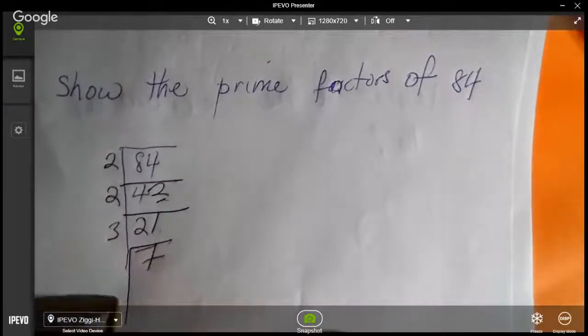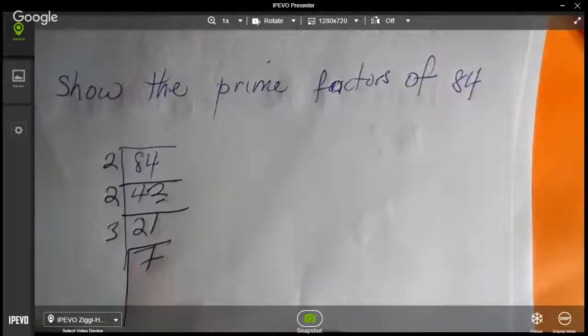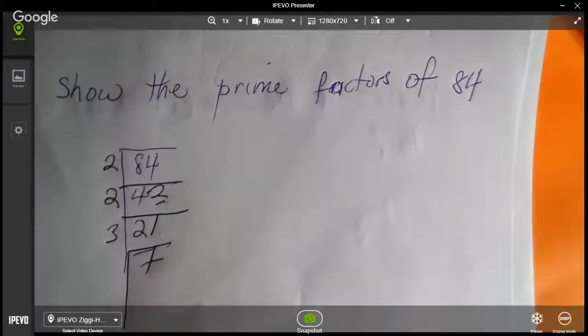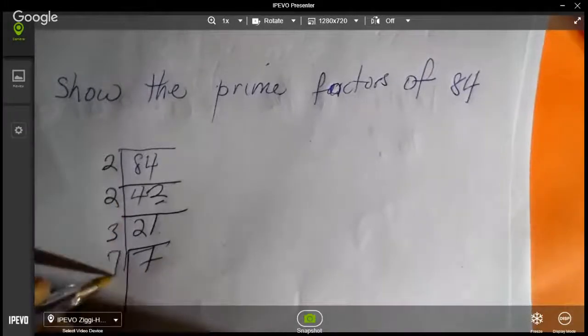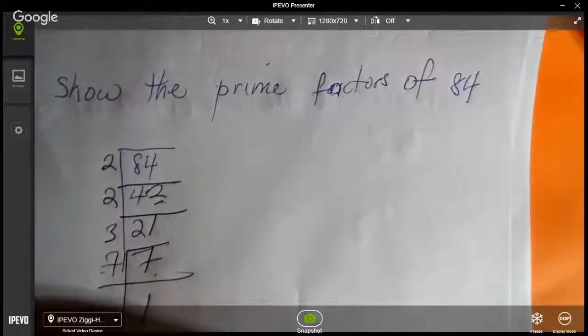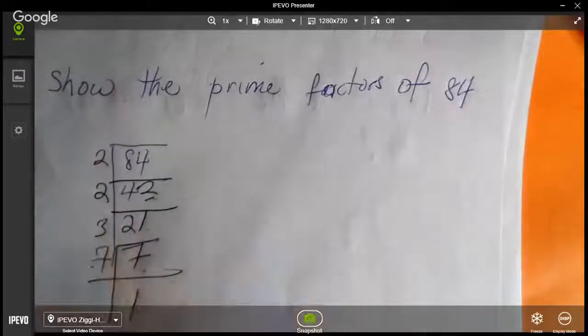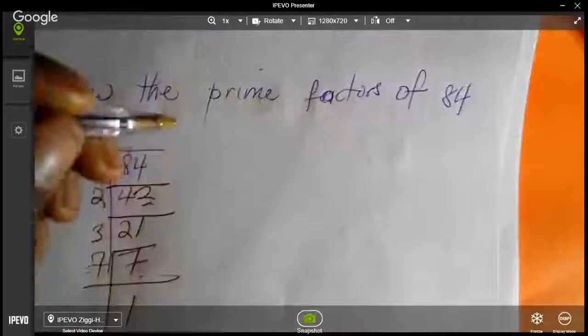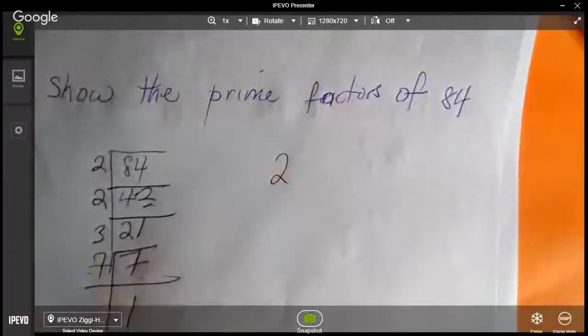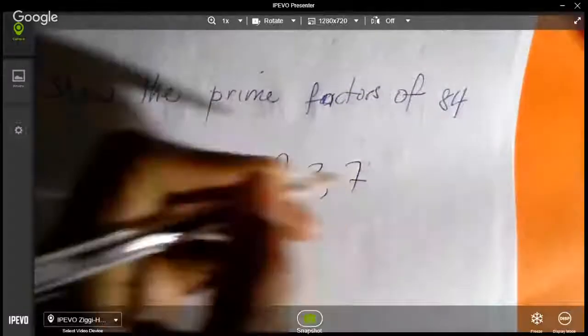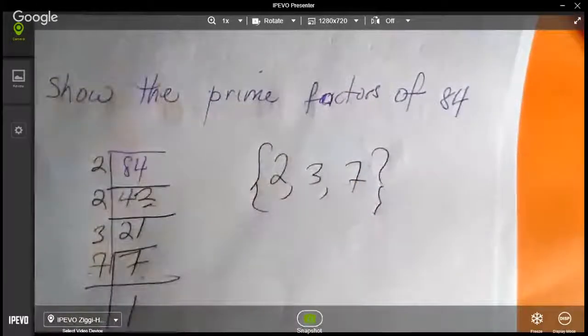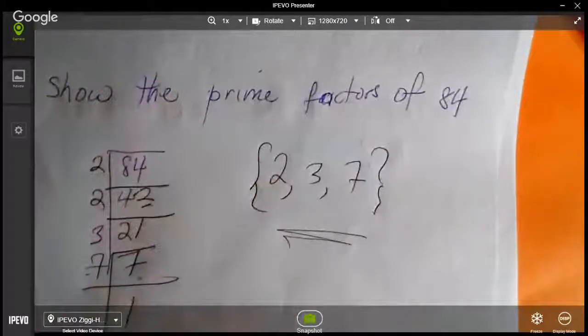So can we continue with 3? No, sir. So what do I need to move on to? The next prime. Next prime is what? 5? Yes, sir. But 5 can't work. So we go on to 7. Yes, sir. 7 into 7, 1. So let's list the prime factors of 84. They would be what? Just the prime factors alone. Okay, 2, 3, and 7. So these are the prime factors there. Yes, sir.